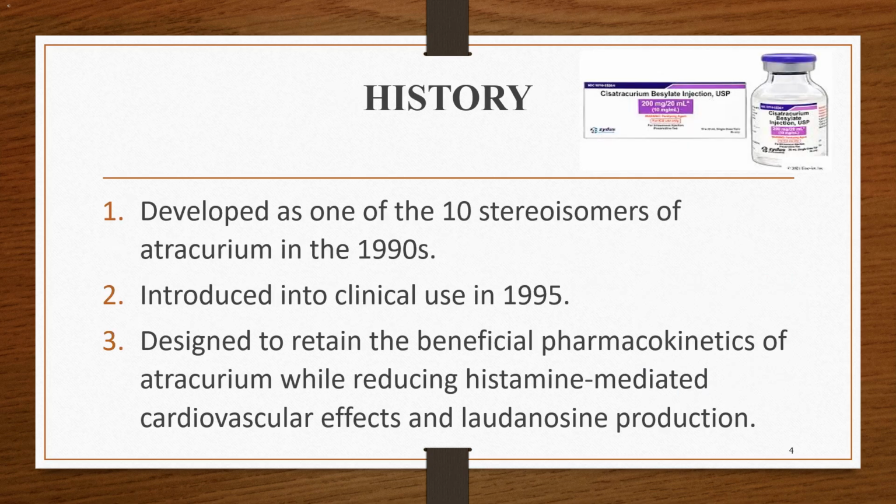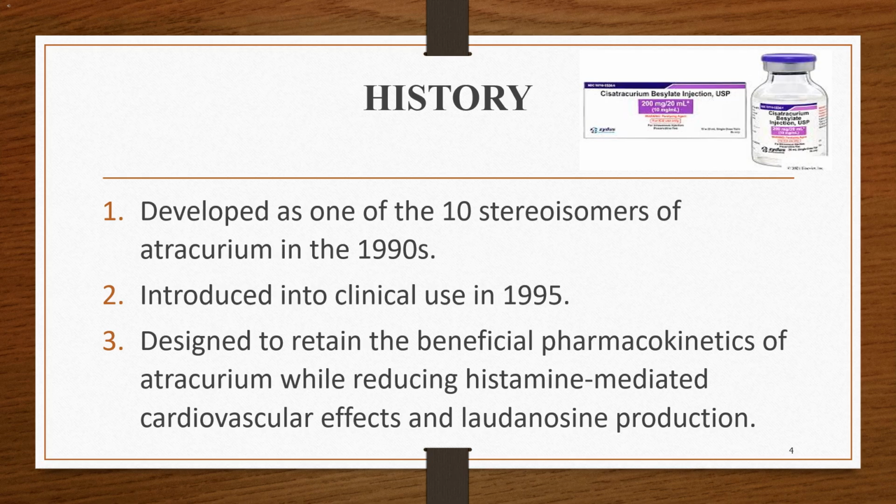History of Cisatracurium. 1. Cisatracurium was developed as one of the 10 stereoisomers of Atracurium. Stereoisomers are different forms of a molecule with the same formula but different arrangements. This development happened in the 1990s. This was a period of finding drugs for better effects and fewer side effects.